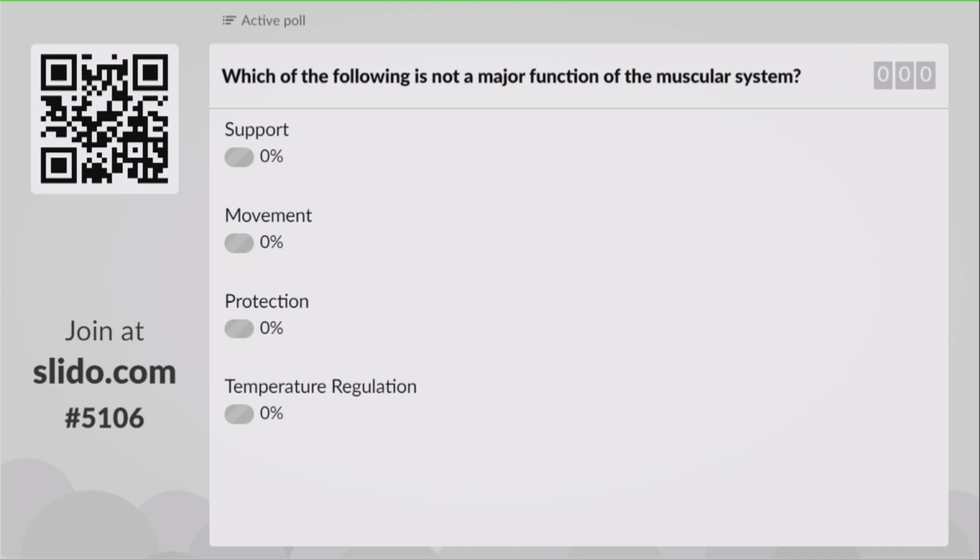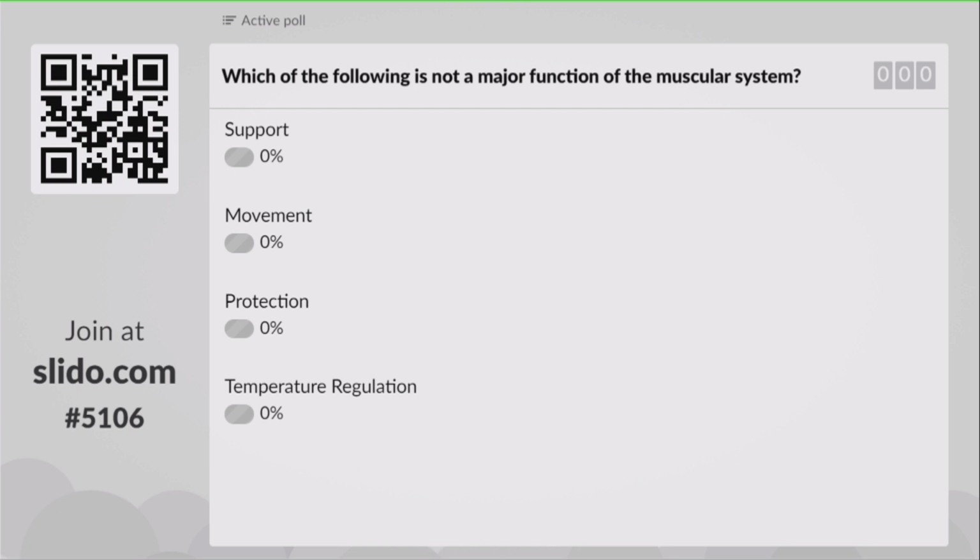All right, let's see if we can get this poll to work. If you're logged into slido.com with the code 5106, let's see if you can answer this question. At this point, if you are logged in correctly, you should see the question and the answers. And I'm not seeing anyone answering it, so we might not be working this time either.